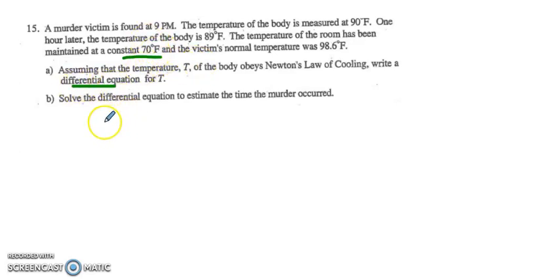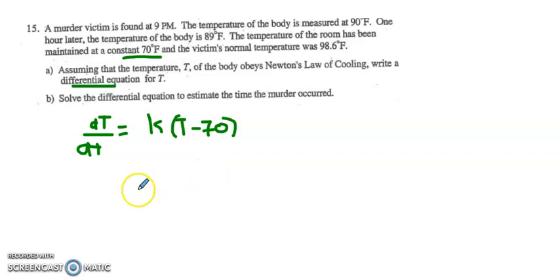So we need to first write a differential equation. So we have the rate of change in temperature with respect to time is going to be some k value, and then we need big T minus the external constant temperature. And then when we solve the differential equation, we pop right up to the Newton's law, A e to the kt, and then we add that external value of 70.